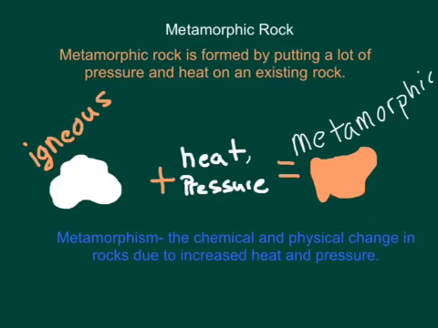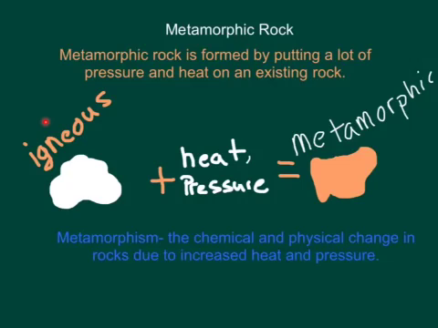Third and final rock type we're going to talk about is metamorphic rock. Metamorphic rock is formed by putting a lot of pressure and heat on an already existing rock. So, for our example, let's take igneous rock here. Just an igneous rock. We add a lot of heat and a lot of pressure. Let's say it's in the mantle somewhere where it's really, really hot and there's a lot of pressure. All the crust, all the water from up above is pressing down on it.